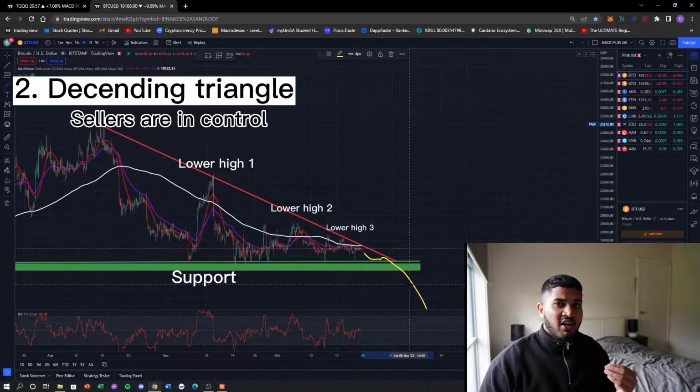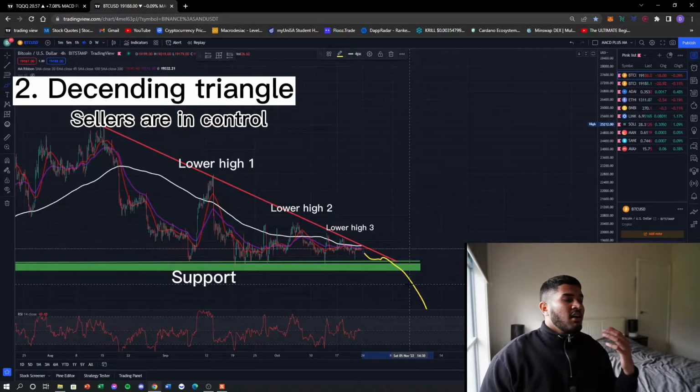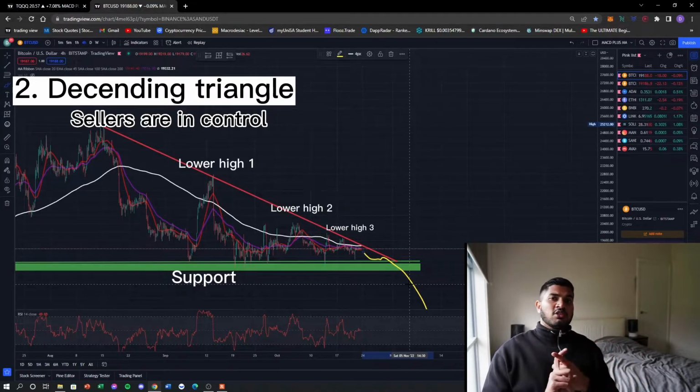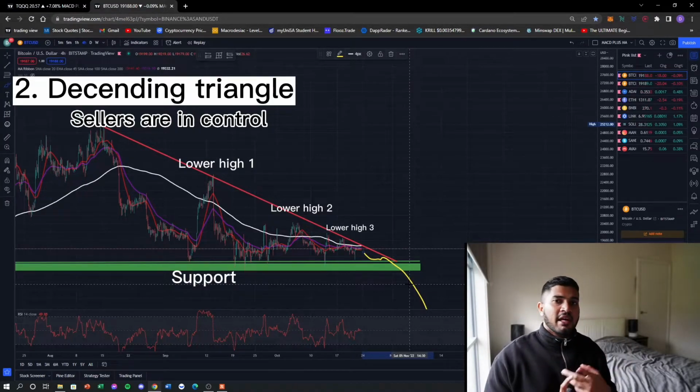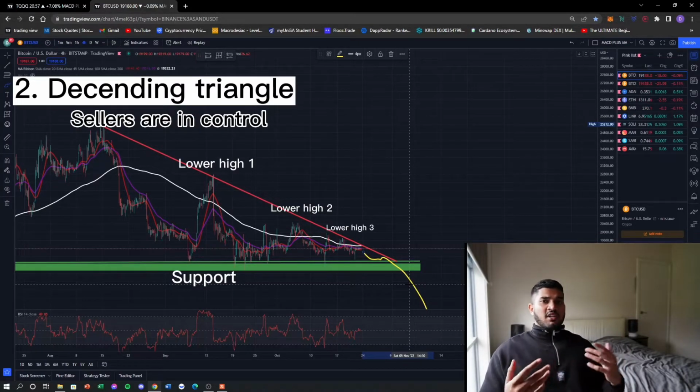So that's the very basics of ascending triangles and descending triangles. What you have to do is understand the story behind it, because there's a million YouTubers out there teaching you what these are, but you have to understand the fundamentals and the story behind it. So let's just recap.